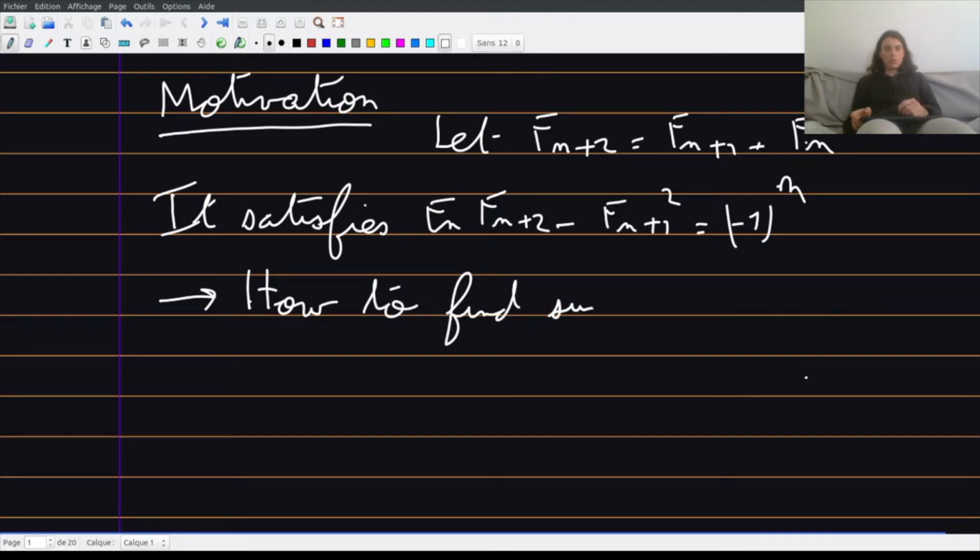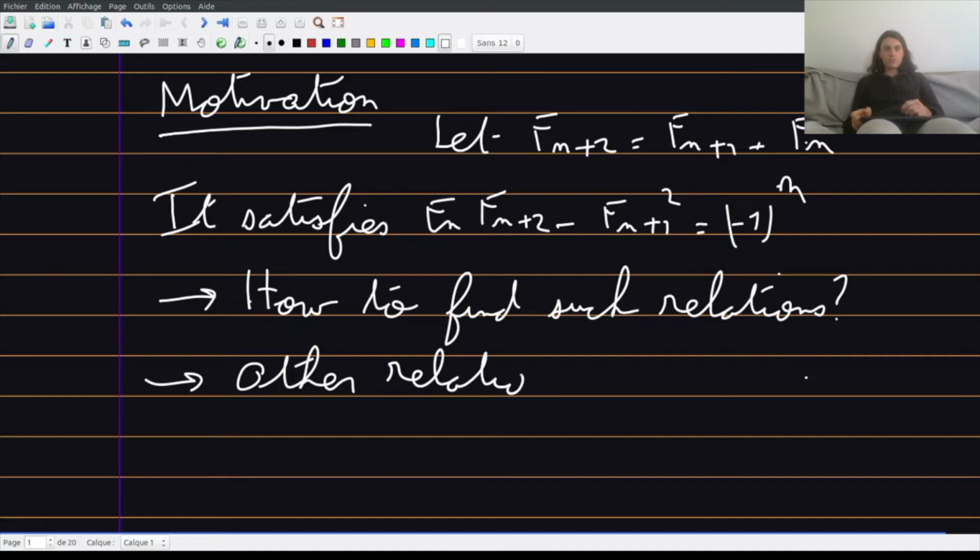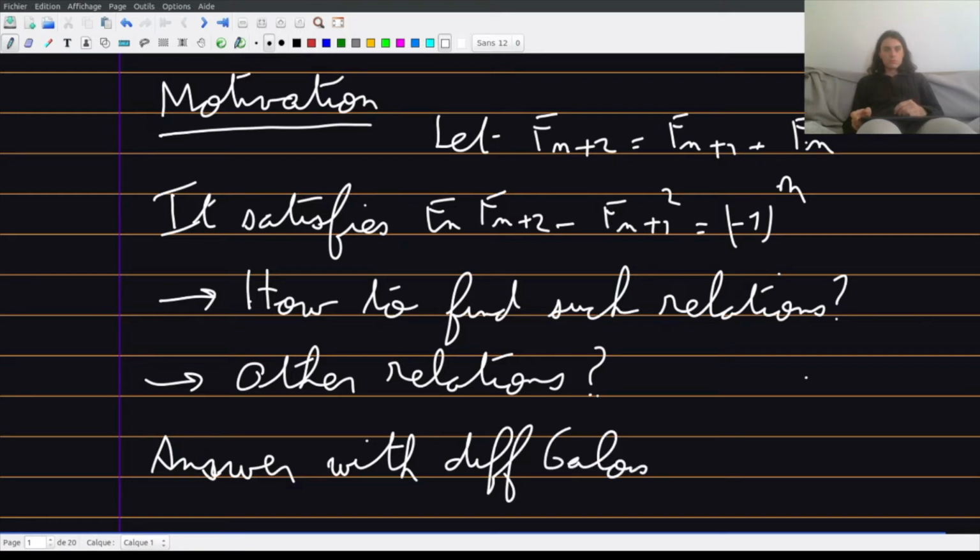How to find such a relation? And are there other relations or not? So the answer will be given with difference Galois theory, at the end, of course.